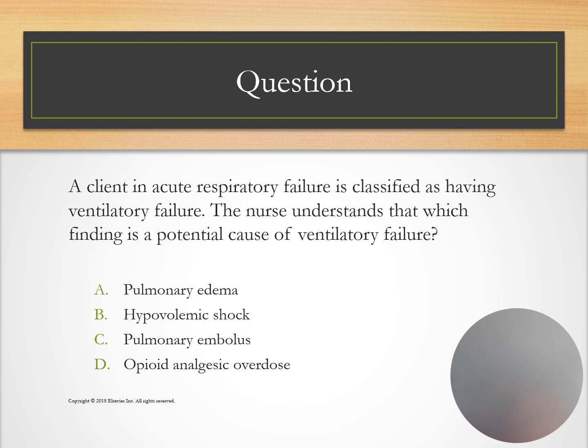And now we have a client who's in acute respiratory failure, classified as having ventilatory failure. The nurse understands that which finding is a potential cause of ventilatory failure? Is it pulmonary edema, hypovolemic shock, pulmonary embolus, or opioid analgesic overdose? The correct answer is D.